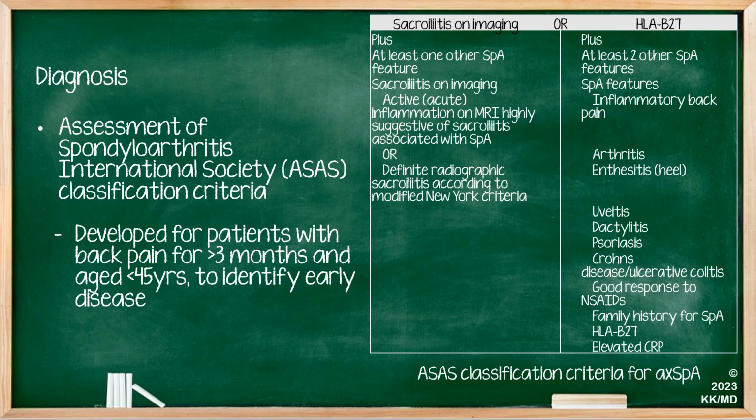This is quite a busy slide, but it just shows you the Assessment of Spondyloarthritis International Society, or ASAS, classification criteria, which just demonstrates the types of clinical features that we're looking for. And this primarily has been developed for patients with back pain for over 3 months and for those aged less than 45 years to try and identify early disease. So in this you can see that sacroiliitis on imaging or the presence of HLA-B27 are the core factors. And then after that, there are several other clinical features that are looked for, which we will discuss in further detail.